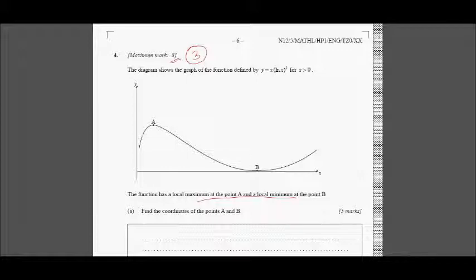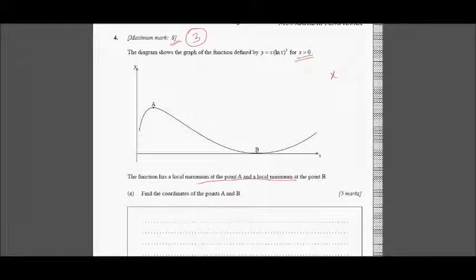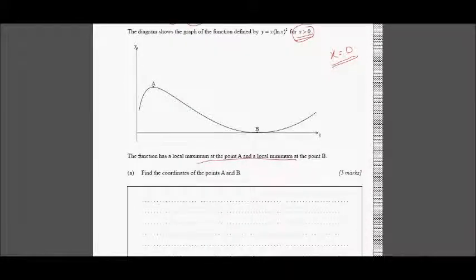So again, the diagram shows the graph of the function defined by y equal to this much. You have an ln function here, so keep that in mind. Okay, I have an ln function, and then you have a condition x greater than 0. That is why the function is defined for only positive x. So if you get an answer x is equal to 0, you should omit it. So that's very important. That is an important condition. I told you, you have to read every question word by word.